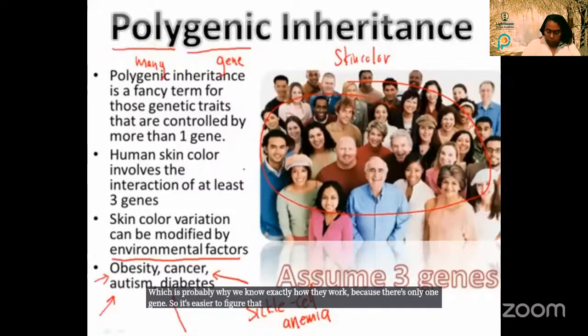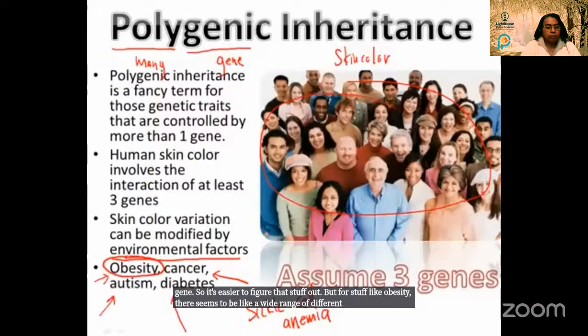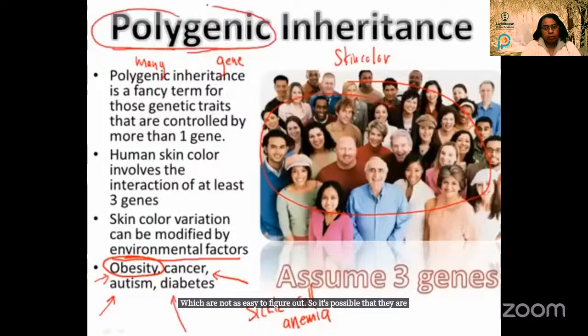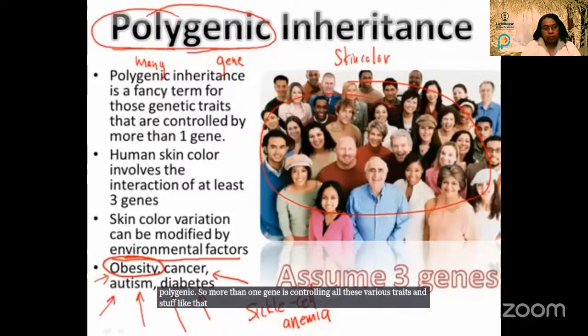But for stuff like obesity, there seems to be a wide range of different types of susceptibility to becoming obese and different levels of obesity. Same with cancer. Cancer is quite complex as well. Autism, diabetes. So there's a lot of these diseases which are not as easy to figure out. So it's possible that they are also polygenic. So more than one gene is controlling all these various traits, conditions and diseases.